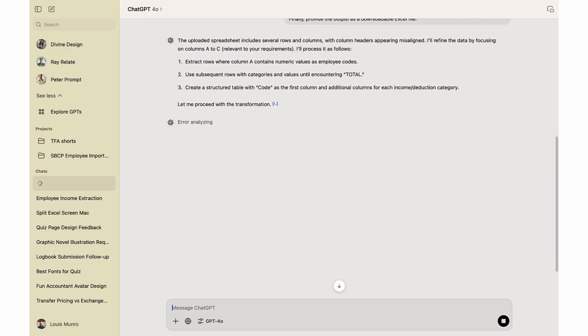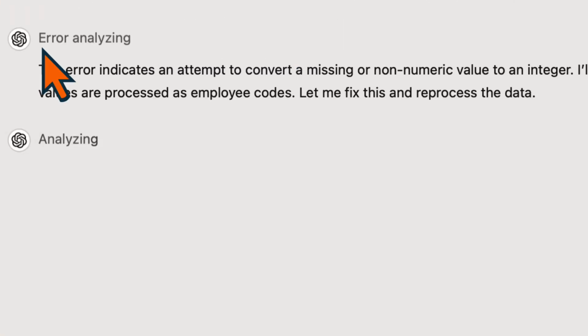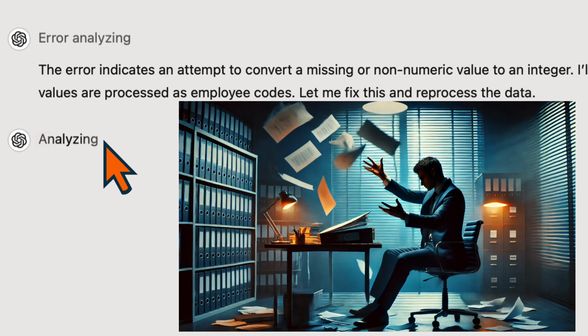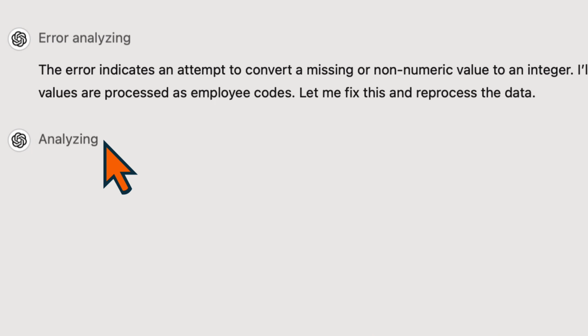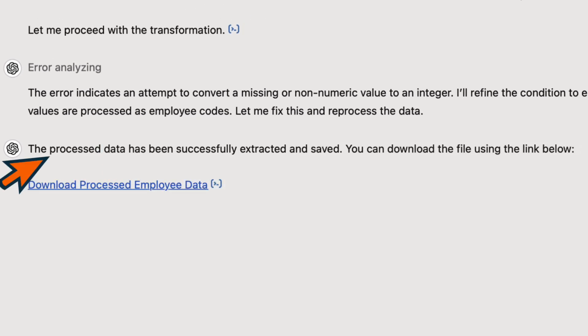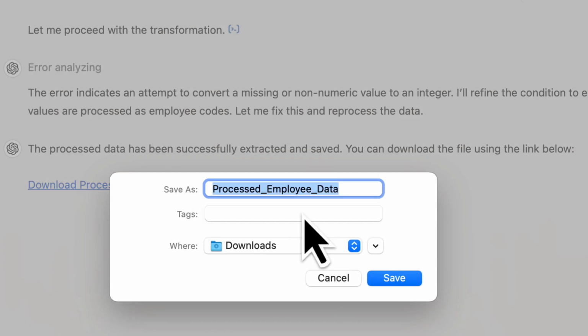Now here's where things get interesting. I got an error message at first, but instead of stopping, ChatGPT continues working to resolve the issue. I mean, how brilliant is that? It doesn't just throw up its hands and quit. It keeps pushing forward. And sure enough, I get a confirmation message that the data has been successfully extracted. Right below that, there's a download link for the completed file. I go ahead and save the file to complete the download.